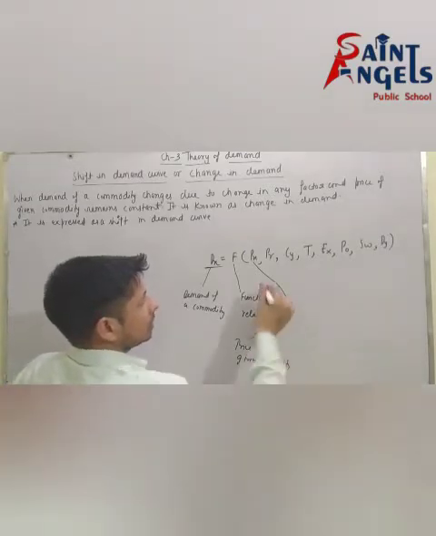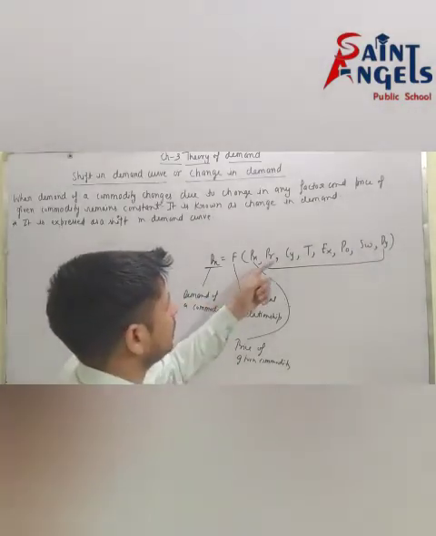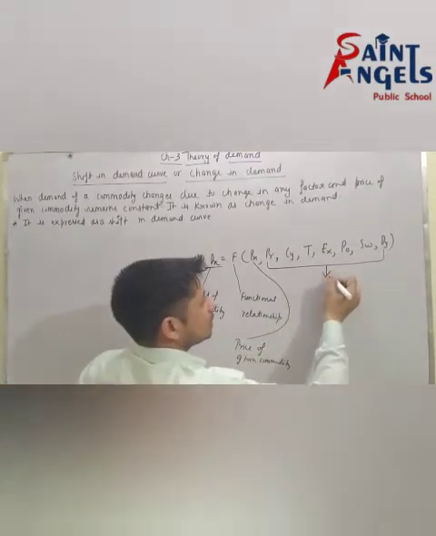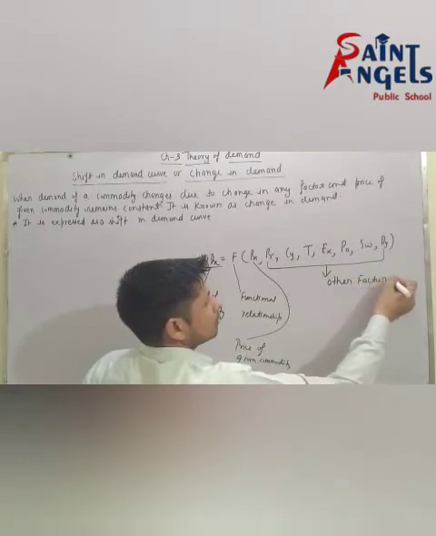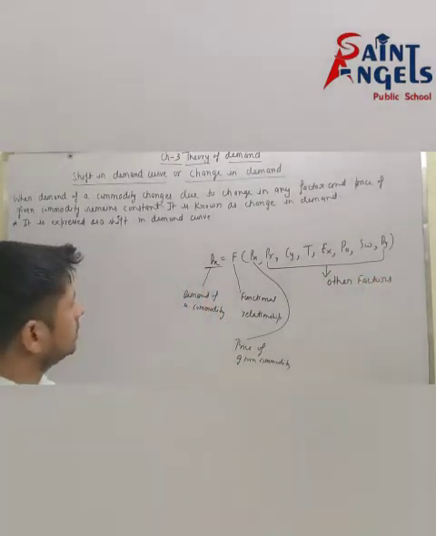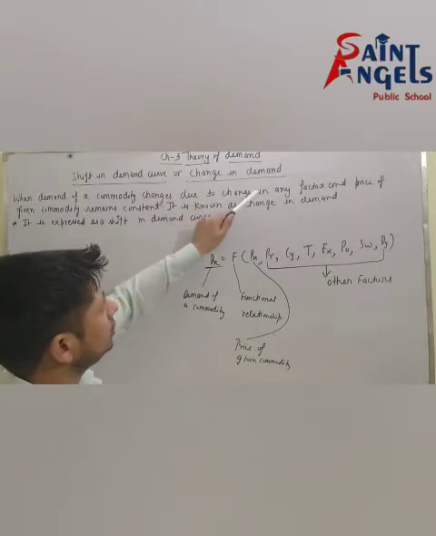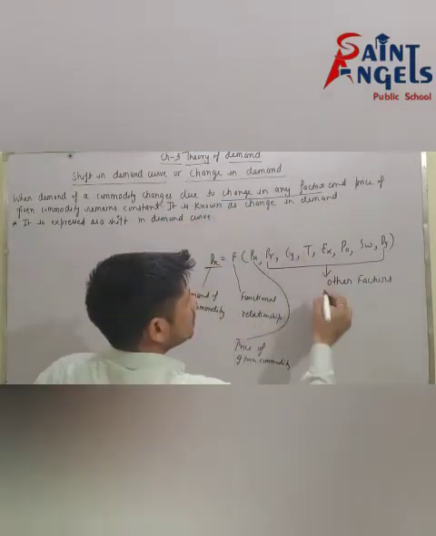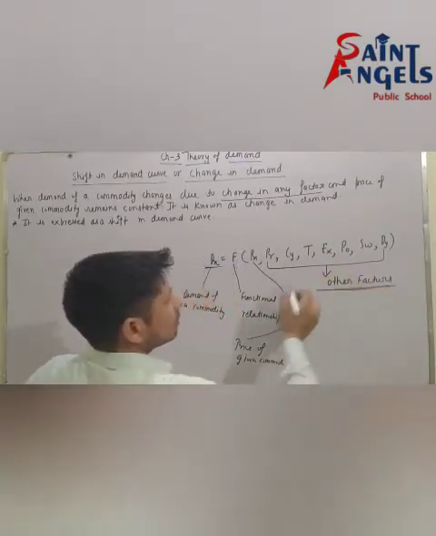See, and these are other factors. These are other factors, means Pr, Cy, T, Ex, Po, Sw, Dy. Now what is the definition? See, when demand of a commodity changes due to change in any factor, change in any factor means change in any other factor.